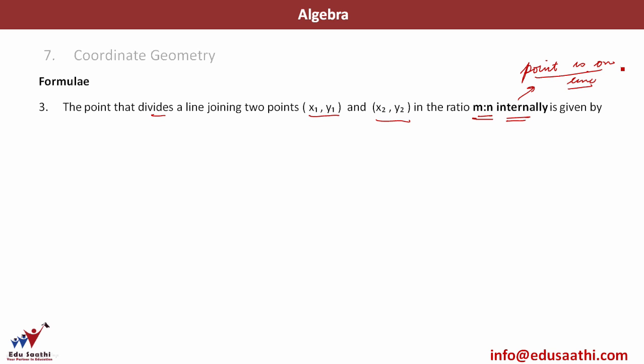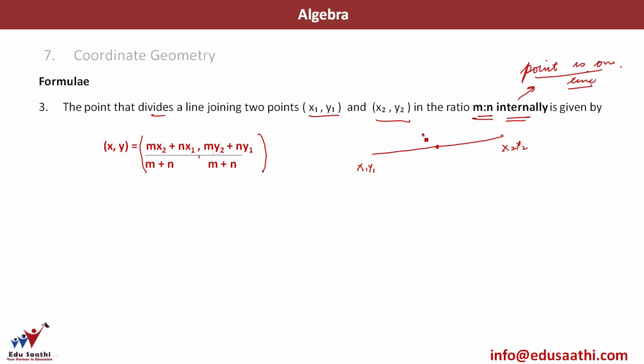That is given by the section formula, and the formula is mx2 plus nx1 over m plus n. That will be my x coordinate, and your y coordinate will be my2 plus ny1 over m plus n. If I look at the figure again, this is x1, y1 and this is x2, y2. There is a point which is dividing it in the ratio m:n.